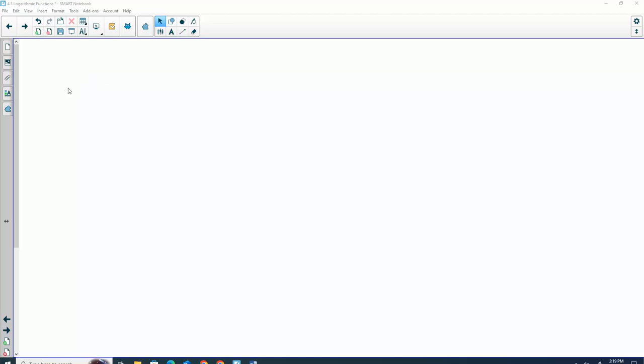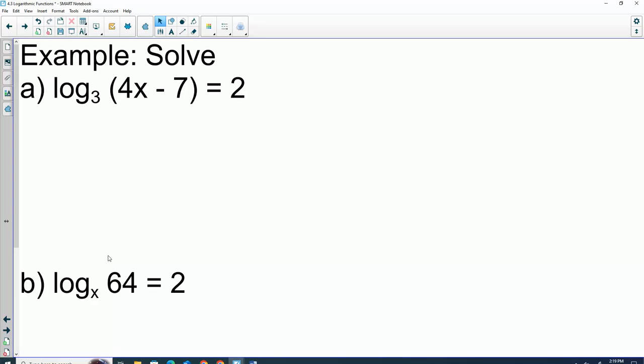So we talked about if we wanted to graph it, we change them to exponential, and then we can draw a graph from there. I want to start off today looking at some equations. So if I asked you to solve this equation, do you have any ideas? Turn it into an exponential.